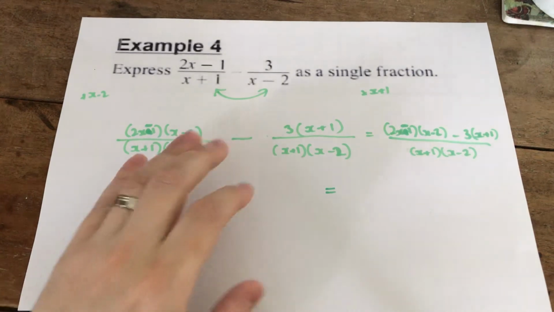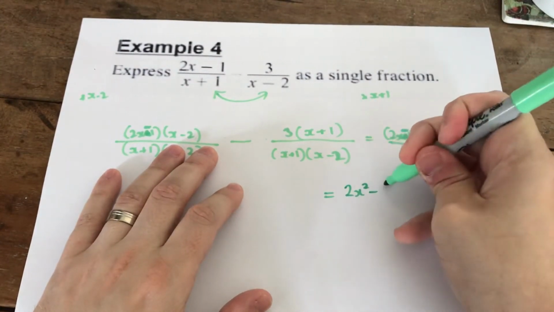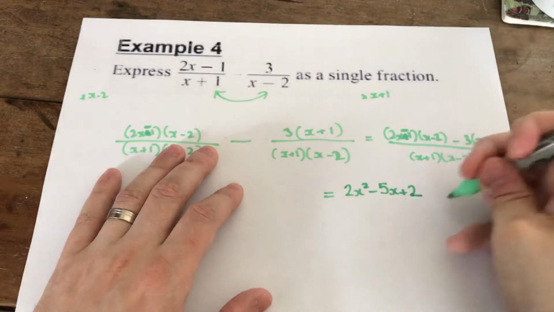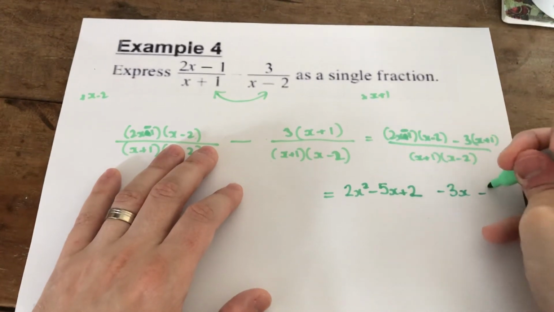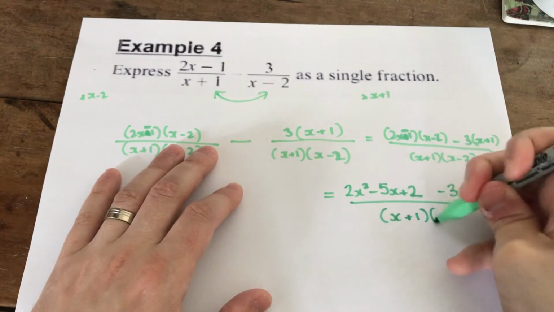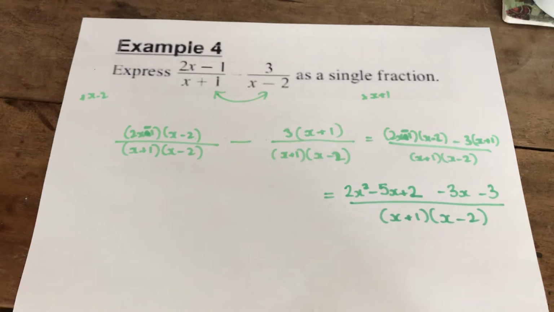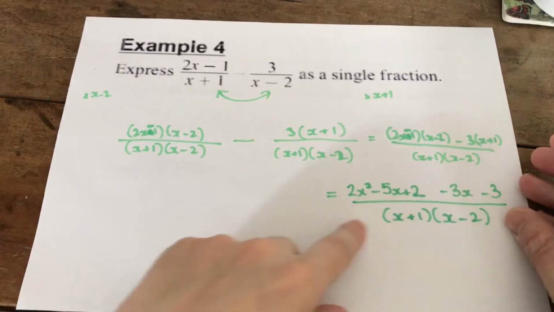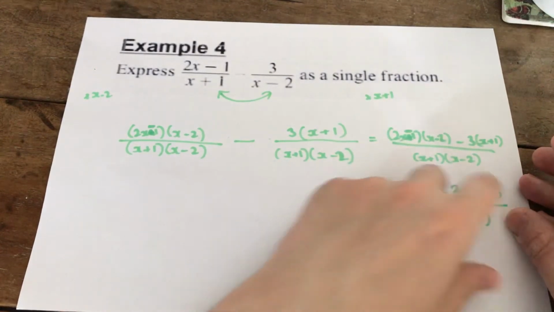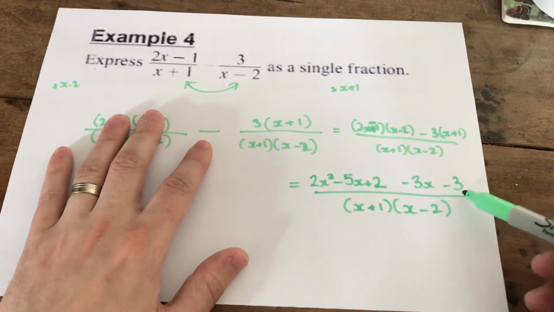Now if we expand these brackets on the left, what happens is we get 2x squared minus 5x plus 2. And then we get minus 3x minus 3 all over x plus 1, x minus 2. Now if we have a look at this, we don't need to expand the denominator's brackets, but we do have to expand and simplify these. Now notice, because there's a minus here, this becomes minus 3x take away 3.